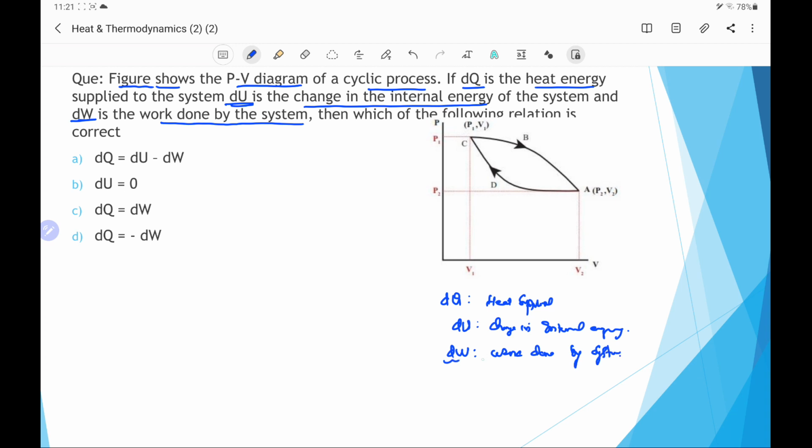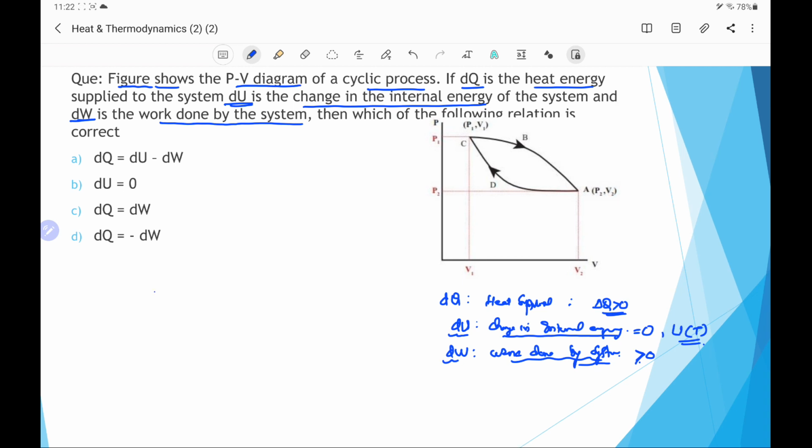Here this work done by system means it should be greater than 0, and for cyclic process we know du, that is a change in internal energy, is 0 because u is a function of temperature, and heat supplied means dq is greater than 0. Hence for this cyclic process we can write that du equal to 0, change in internal energy. So option B is the correct option.